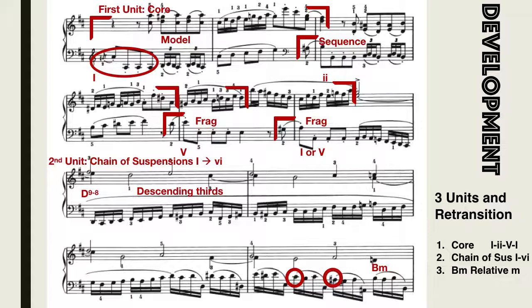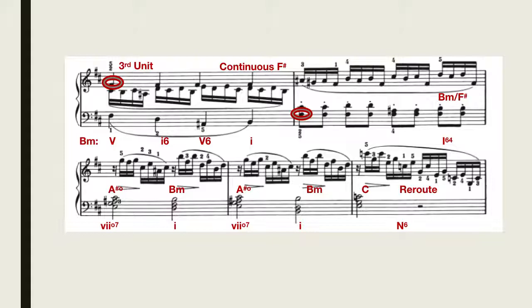We start off with a D major chord with a 9/8 suspension, and then in descending thirds, eventually we make it to the relative minor of D major, which is B minor, and spend the third unit exclusively in B minor. The third unit of the development switches back and forth between the tonic and dominant of B minor.